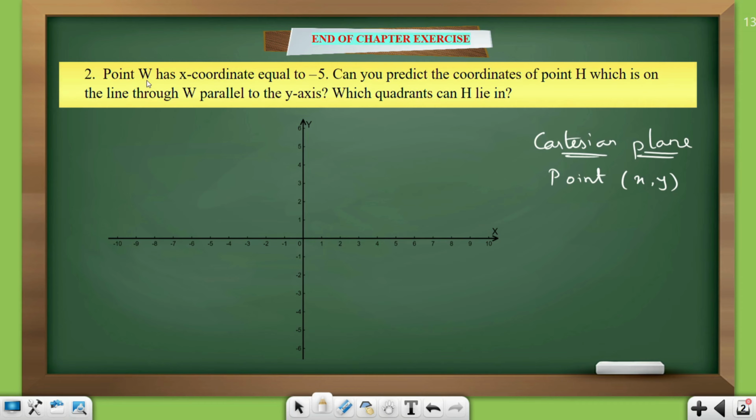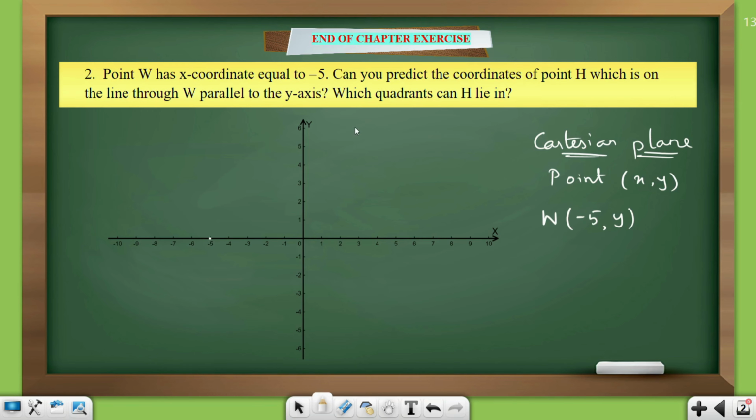In this question, they are saying that there is a point W which has an x coordinate value equal to -5. This is our x-axis. When the x coordinate value is -5, we can plot our x value here as -5. So the point W is -5 comma, and since the y coordinate is not given in the question, the y value can be anything, either 0 or 1, 2, 3, 4 or -1, -2, -3, -4. Since the y value is not fixed, the point W can lie anywhere above or below this point.